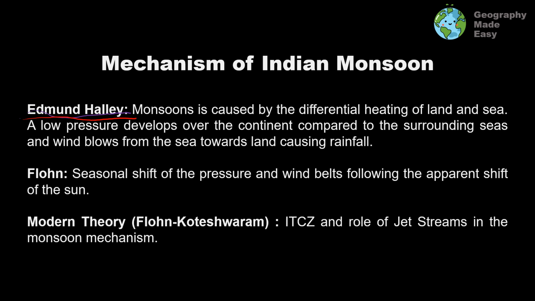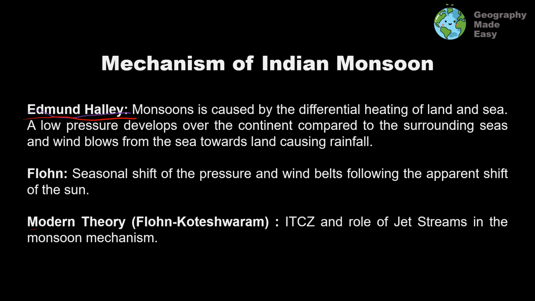This could not explain the entire mechanism, so Flohn put in more information and modified Halley's theory. He talks about the seasonal shift of pressure and wind belts, which is also known as the apparent shift of the sun. Because of the apparent shift of the sun, the seasonal pressure and wind belts move, which leads to a northward and southward migration of the trade wind belts. That is the reason why the southwest monsoon winds, which are very strong, occur.